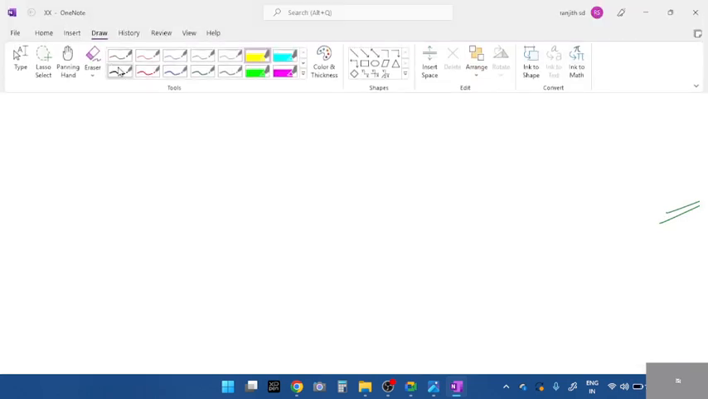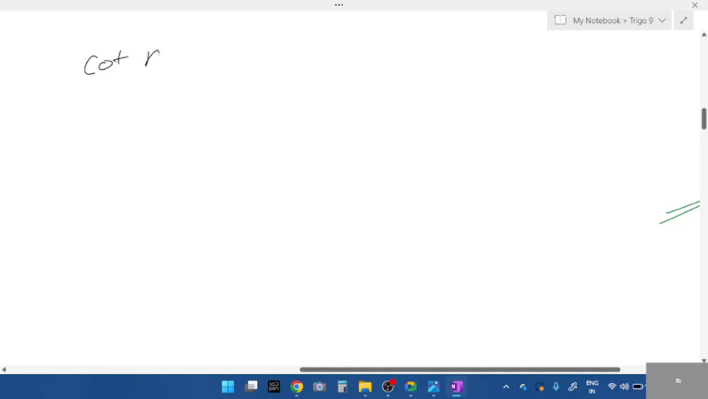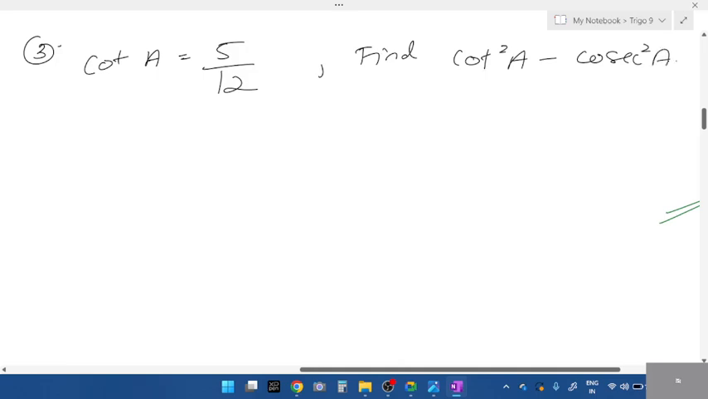See, take down this question for homework. Take down one question. Third question. Cot A is equal to 5 by 12. Find the value of cot square A minus cosec square A. Take down this question, students. Do it for homework.